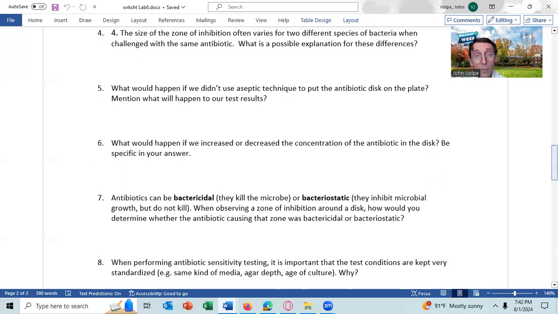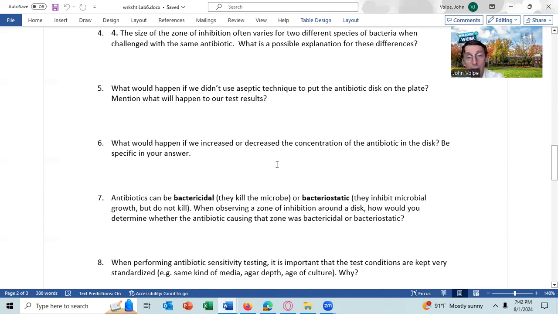6, what would happen if we increase or decrease the concentration of antibiotic in the disc? Be specific in your answer. And your answer has to explain what happens when we increase the concentration, as well as what happens when we decrease the concentration of the antibiotic.